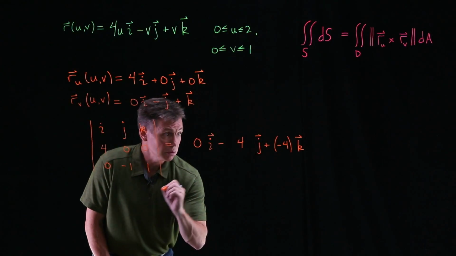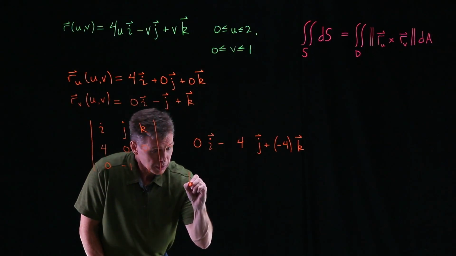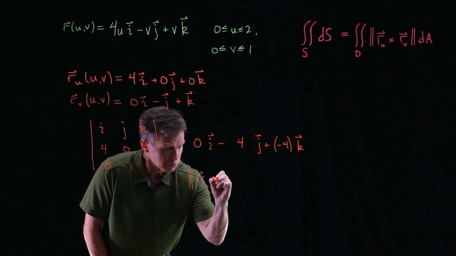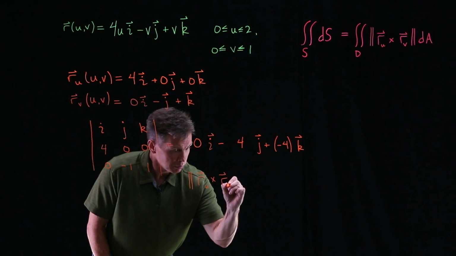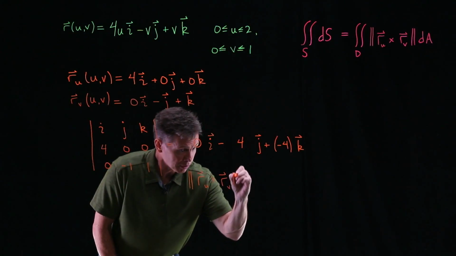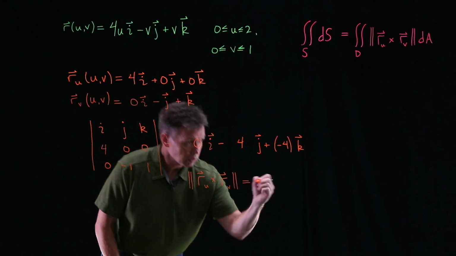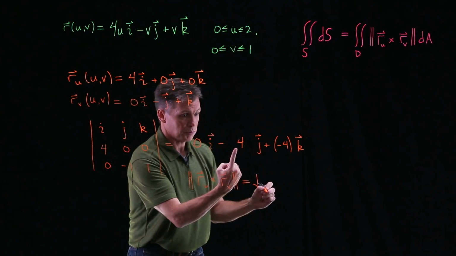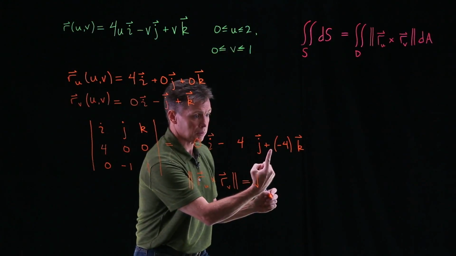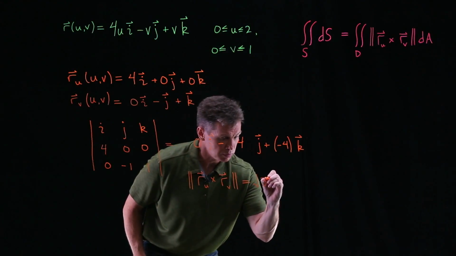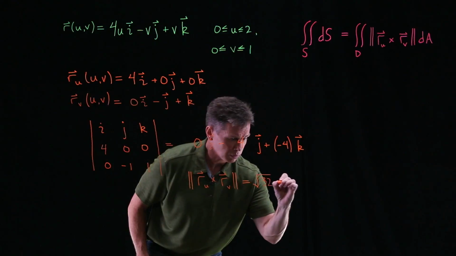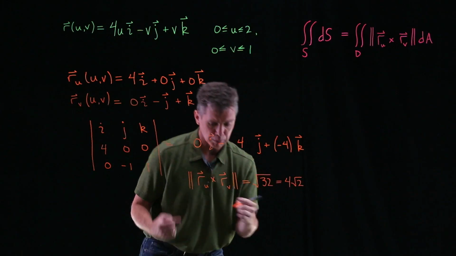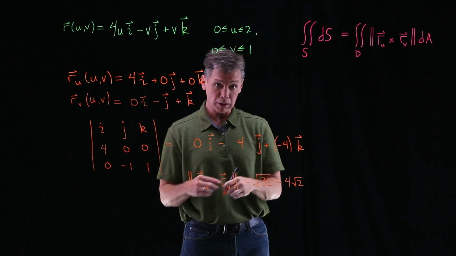And the next thing I would do is find the magnitude of that r partial with respect to u crossed with r partial with respect to v that we just calculated. So the magnitude of this vector here, I'm looking at the square root of 16 plus 16, looks like 32. All right, so it looks like 4 radical 2 for my magnitude of the cross product.